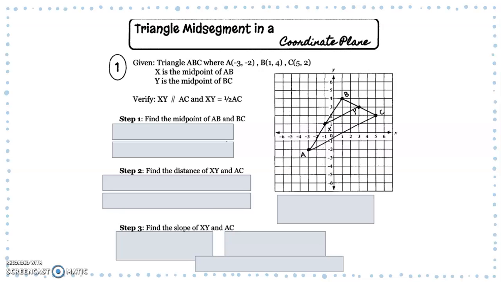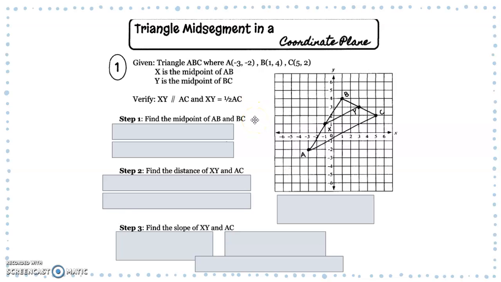So looking at our first example for this, they told me that triangle ABC has these points. So that's what I graphed on the graph to the side here. Then they told me that K is the midpoint of AB and Y is the midpoint of BC. And they asked us to verify two different things. The first is that XY is parallel to AC, and then that XY is in fact half of AC.